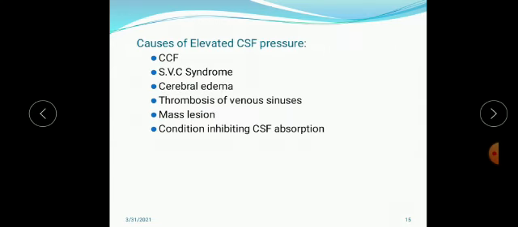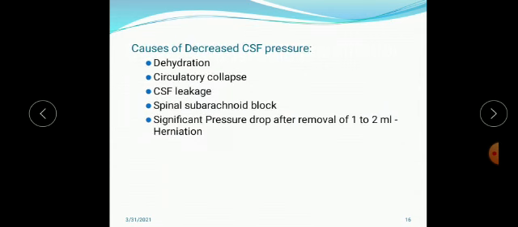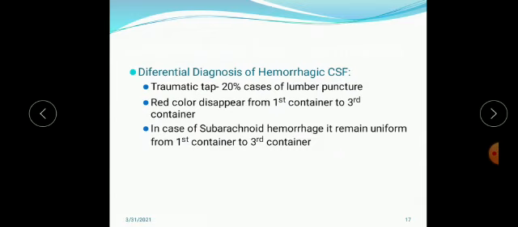Causes of elevated CSF pressure, that is increased CSF pressure, are congestive cardiac failure, superior vena cava syndrome, cerebral edema, thrombosis of the venous sinuses, whenever there is a mass lesion, and conditions which inhibit CSF absorption. The decrease in CSF pressure happens in case of dehydration, circulatory collapse, CSF leakage, spinal subarachnoid block. A significant pressure drop occurs after removal of 1 to 2 ml, and whenever there is a chance of herniation, that also leads to a decrease in CSF pressure.